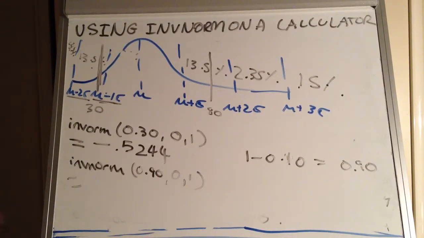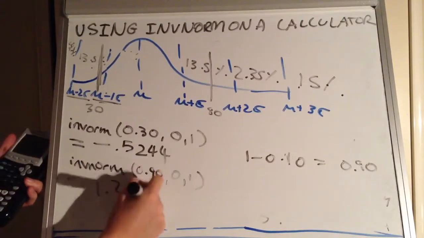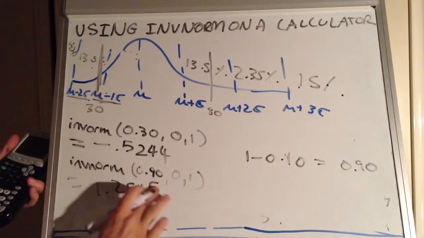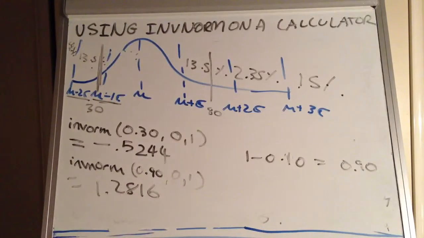1.2815. I'll round that to 1.2816. Go to a decent number of significant figures, that's my advice to you. And hence we have these inv norm values.